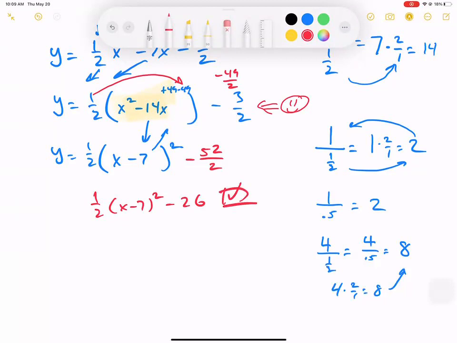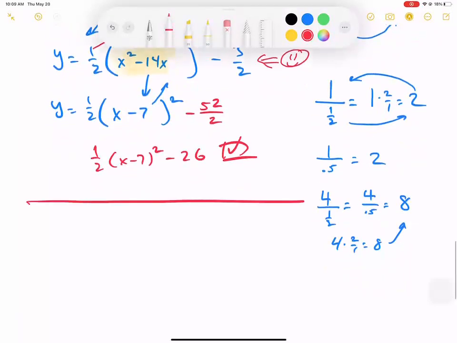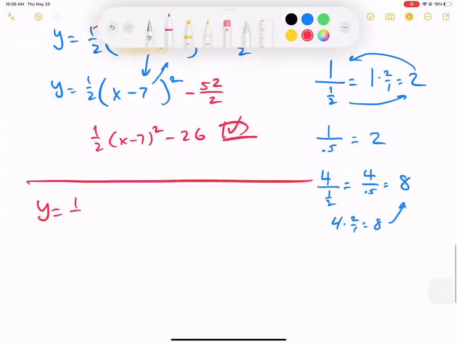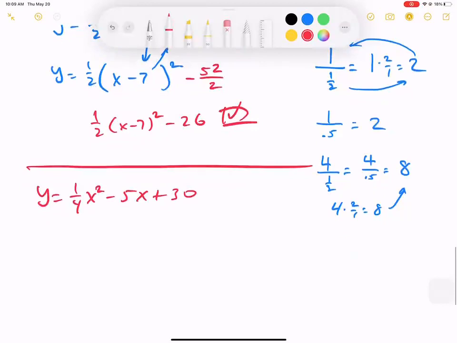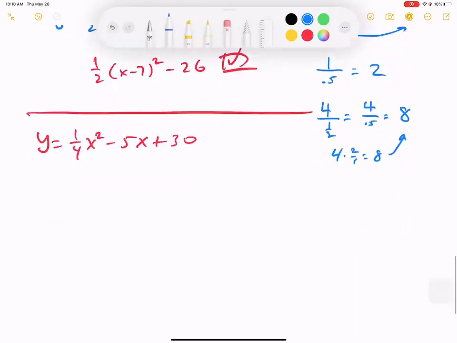Okay, I'm gonna do one more fraction problem for us. Okay, this one looks like it's gonna be hard, but let's go take a look one more time. Y is equal to 1 over 4 x squared minus 5x plus 30. Okay, we're going to go through all our steps that we did before. What number do we not want here? The 1/4, the 5, or the 30? Hopefully you'll say, if I'm completing the square, I don't want the 1/4. Let's take out the 1/4.